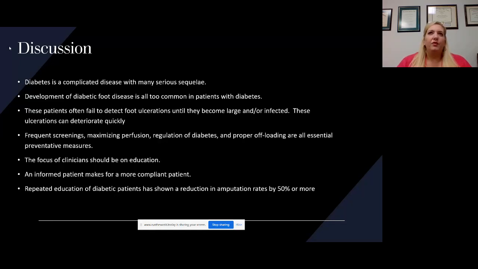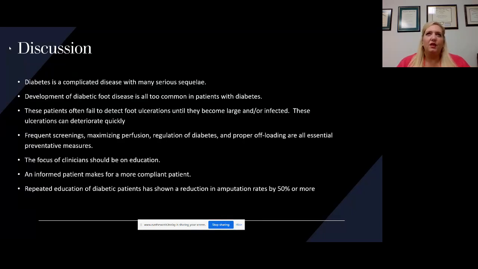A couple of the points that I want you to leave this discussion with is diabetes obviously is a very complex disease. There are many serious sequelae, a lot in the lower extremity. And it's all too common that patients with diabetes will develop problems in the lower extremity, in the feet: ulcerations, again, Charcot, infections, amputation, and it's often too late.